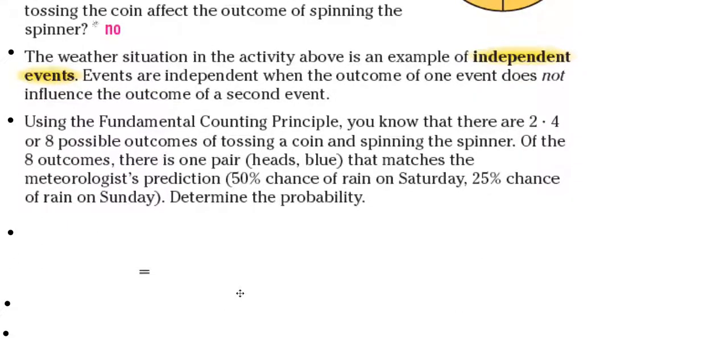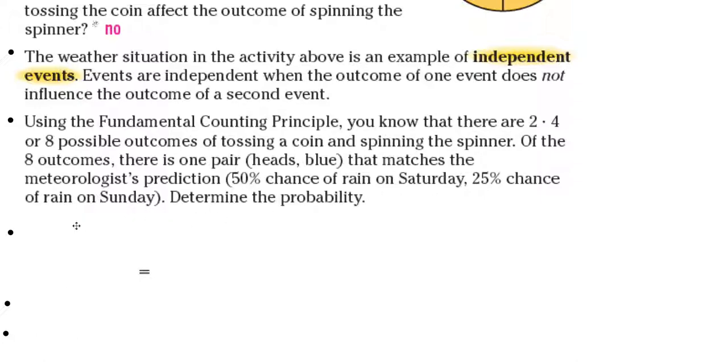And if we use the fundamental counting principle, we know that there are 2 times 4 or 8 possible outcomes of tossing a coin and spinning a spinner. Of the 8 outcomes, there is one pair, heads and blue, that matches the meteorologist's prediction. So if you toss a coin and it ends up heads, that's a Saturday chance of rain. If you spin the spinner and it lands on blue, that is your Sunday chance of rain. So 50% rain on Saturday and 25% rain on Sunday.